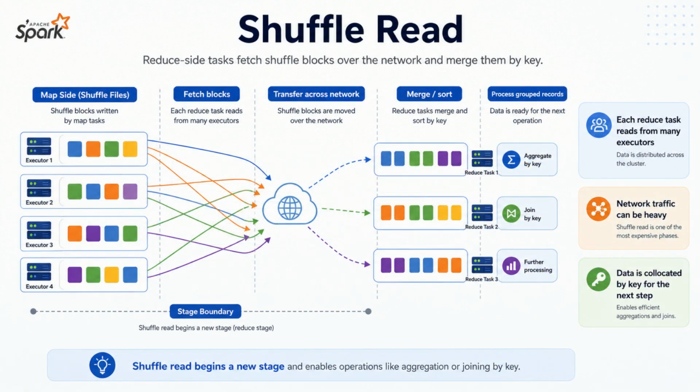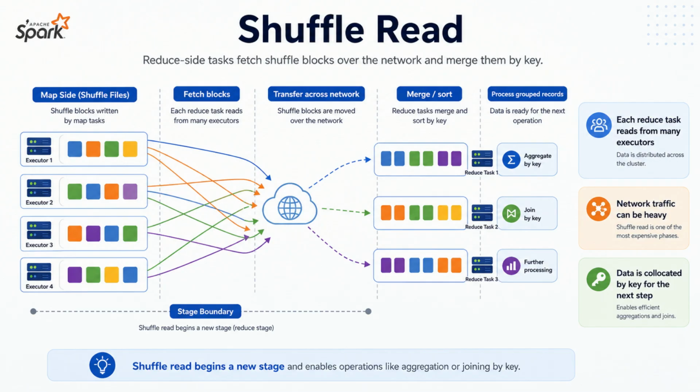The second major part of shuffle is called shuffle read. This process takes place on the reduce side once the shuffle files have been successfully written by the map tasks. During this phase, each reduce task must retrieve the data blocks that correspond to its specific output partition. These blocks can be stored on multiple executors across the cluster since the original data was distributed throughout the system. As a result, reduce tasks need to fetch these blocks over the network, which involves transferring large amounts of data between different nodes. Once the blocks are received, Spark merges and sorts the data based on the key.